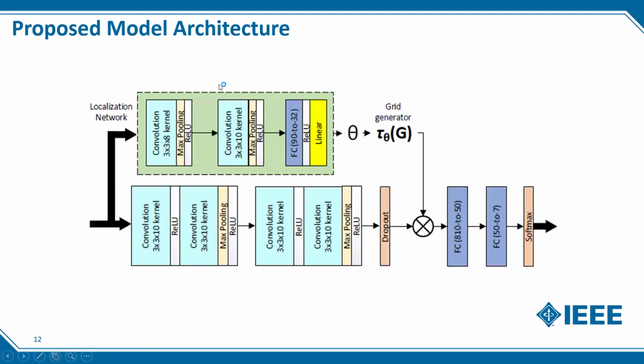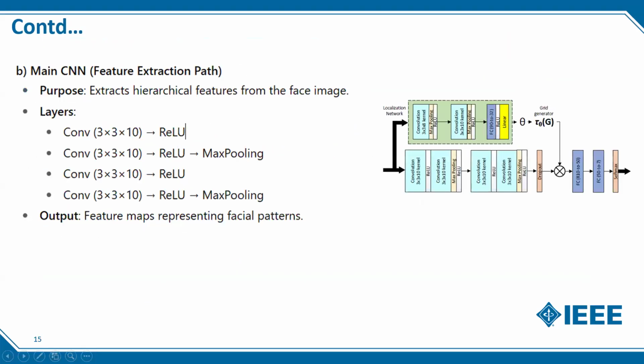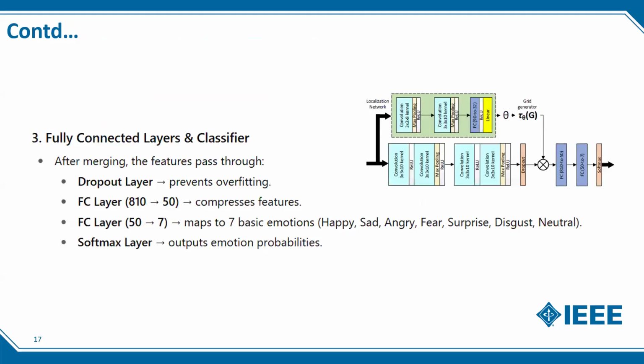So this is the architecture. It contains one attention path and one feature extraction path. So these two paths.